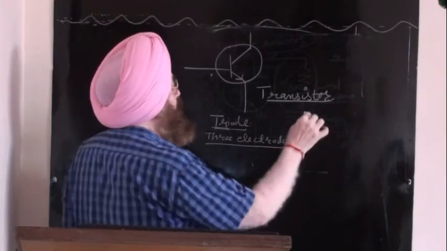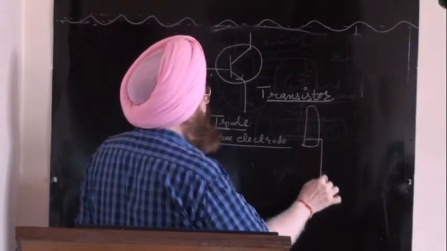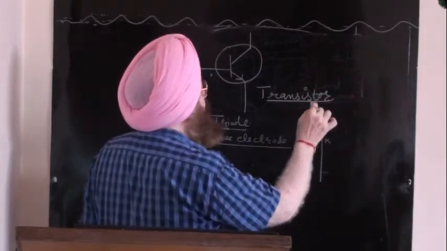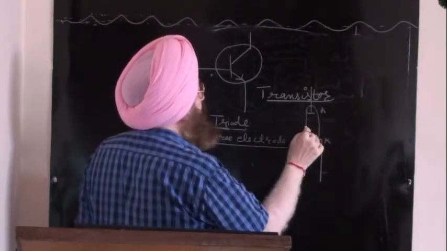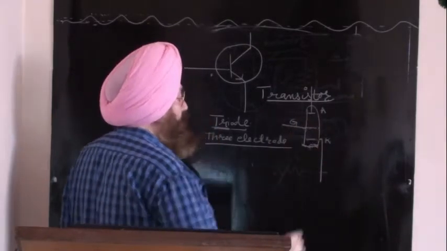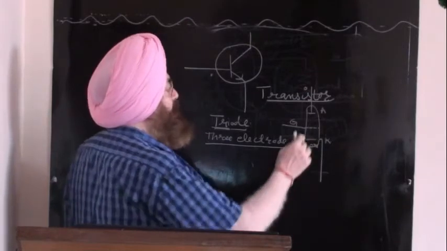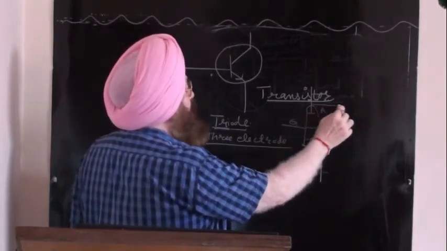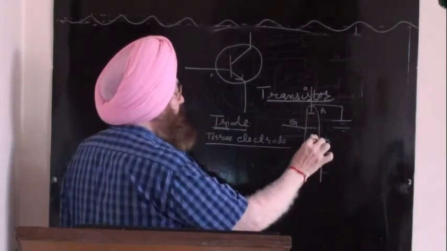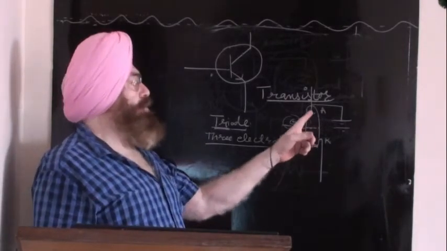What do we mean by three electrodes? It is like a valve having a cathode, a second one is the anode, and there is a grid. Three electrodes. Electrons are emitted from the cathode and accelerated towards the anode, because the anode was given a positive potential. And the grid controls the flow of electrons from cathode to anode.